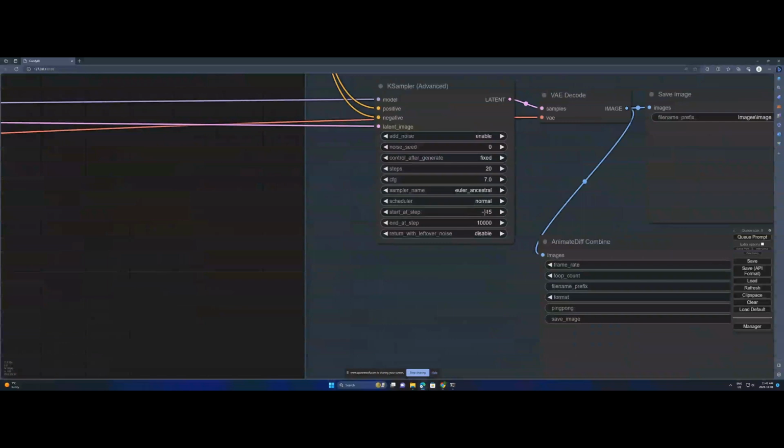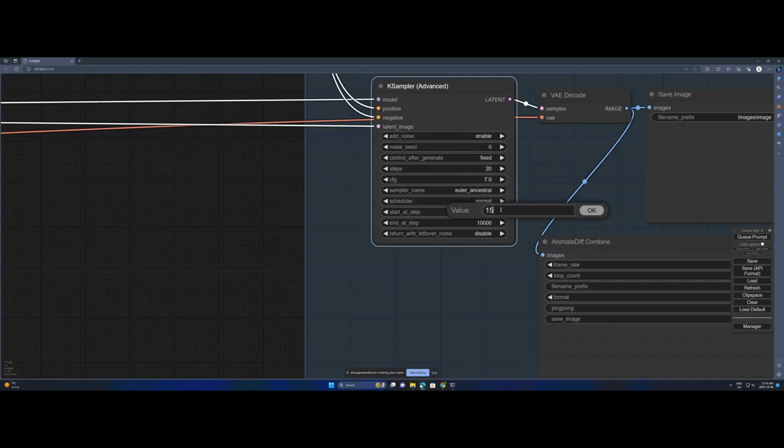Finally, this is the K-sampler. I generally skip the first 5 or 10 steps as it applies the style well enough. Again, experiment here.